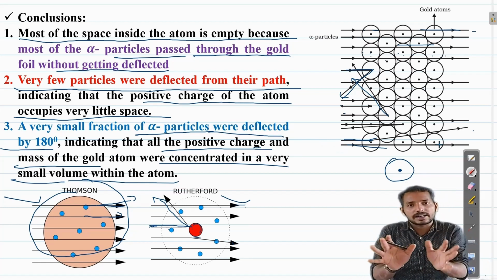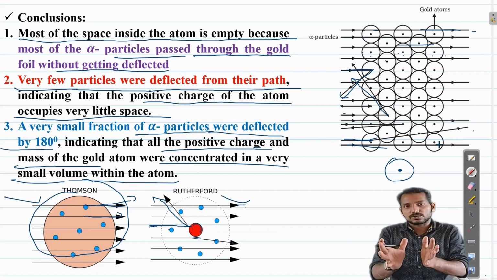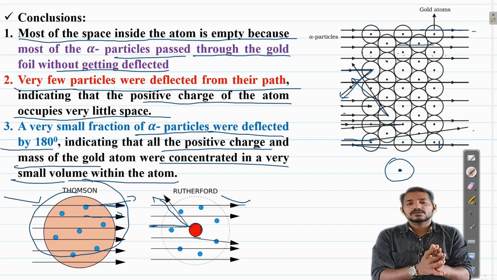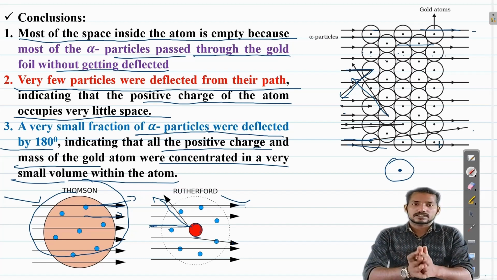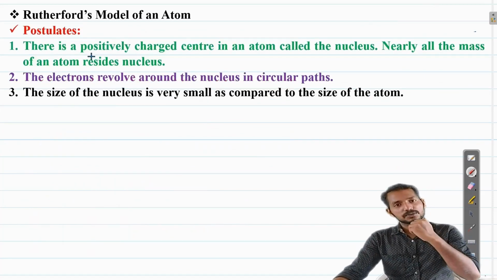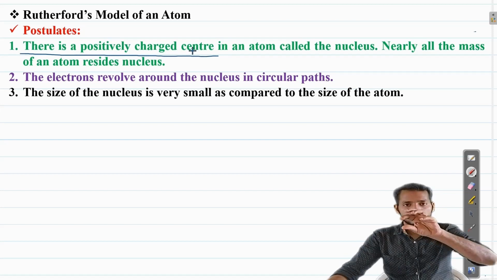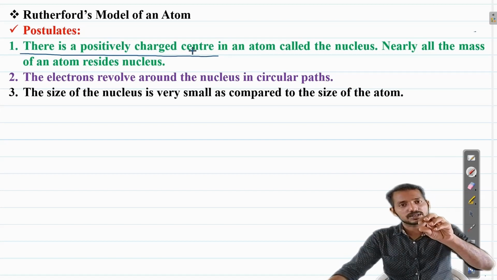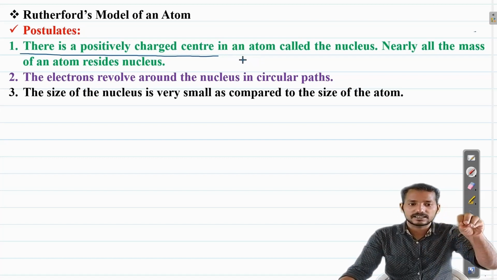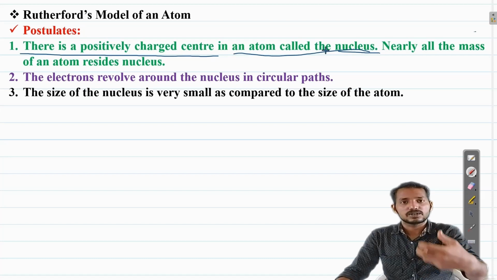So he got some idea about the structure. On the basis of his conclusions, he put forward an atom model, which is called the Rutherford atom model. Let's discuss the postulates of that atom model: three postulates on the basis of three conclusions. There is a positively charged center. He already concluded that positive charge is concentrated in a small space. That positively charged center in an atom is called the nucleus. So he gave the term nucleus.